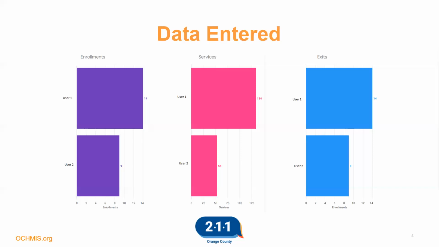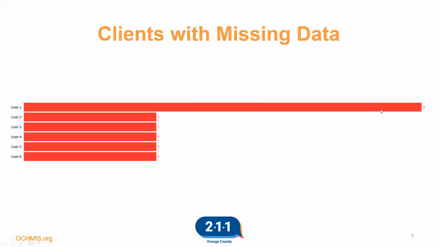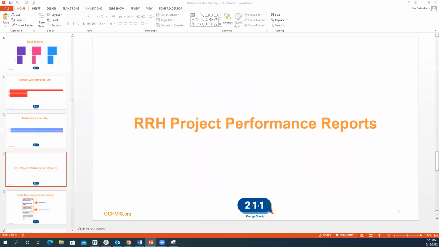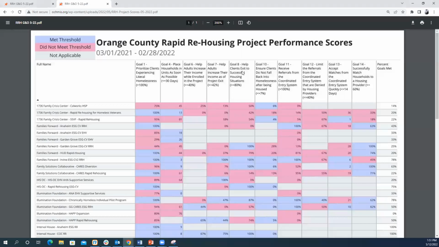All right. So thank you all again for your feedback. That will be helpful for us as we move forward with this. So let me move into the rapid rehousing project performance reports. These reports were published maybe up to a week ago. The reporting period was March 1st, 2021 through February 28th, 2022.